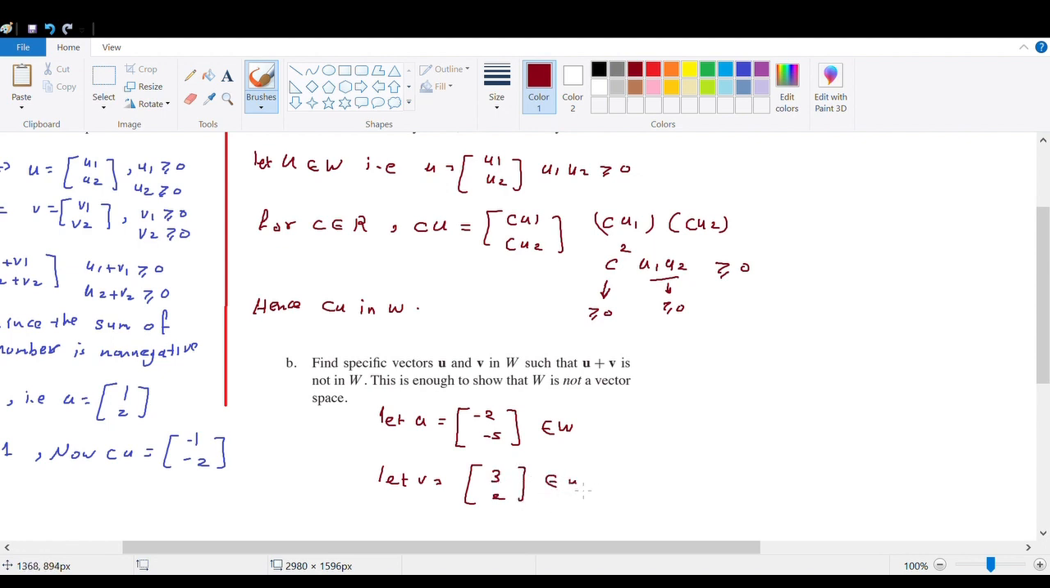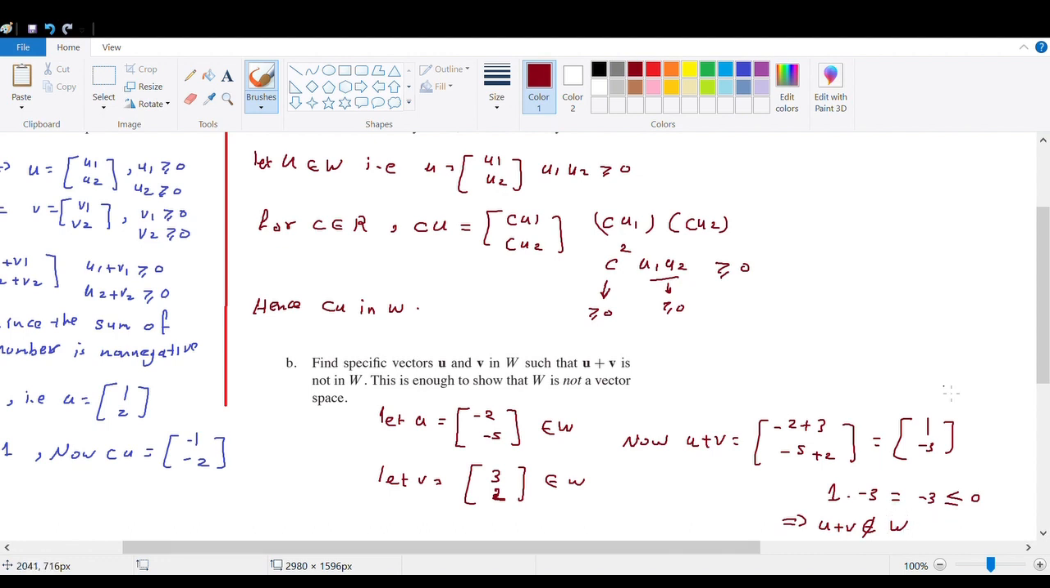This one is also in W, since 2 multiplied by 3 is positive. Now u plus v will be equal to -2 plus 3, and -5 plus 2. This will give us 1 and -3. If we multiply 1 by -3, which is equal to -3, this is less than or equal to 0. So from here we conclude that u plus v is not in W, and hence it is not a vector space.